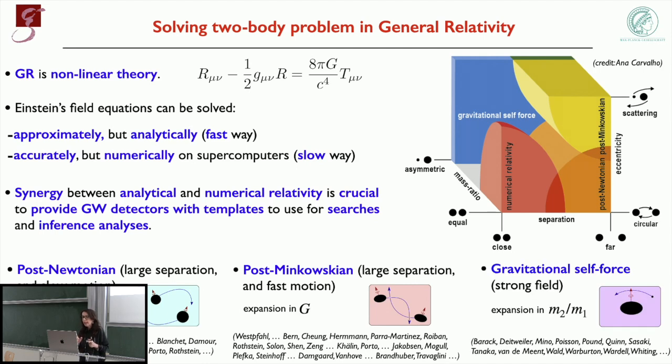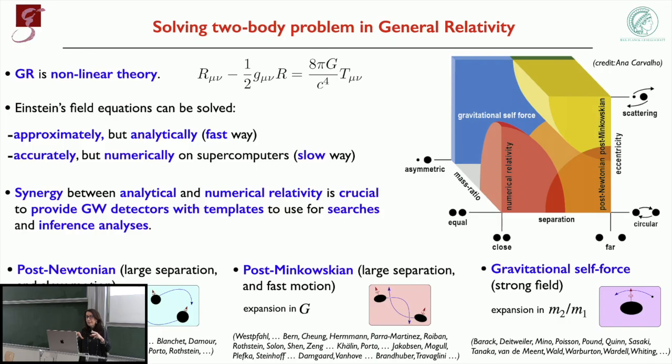You can also solve the Einstein equation in another perturbative expansion, which is the expansion in the mass ratio. So here you don't expand in G, you don't expand in the velocity, so it's strong field, but it's restricted to the case in which you have a mass ratio which is really very, very small. So a small body going around a very large body.